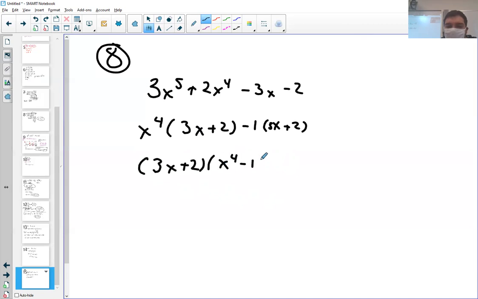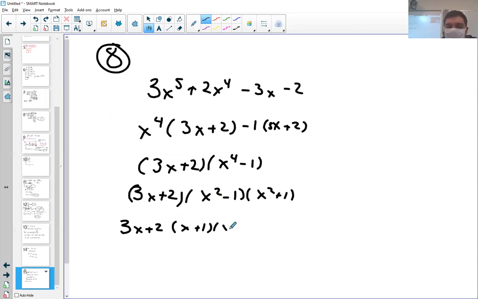I want to rewrite this as 3x plus 2, x squared minus 1 times x squared plus 1. Then you would do it again. The x squared minus 1 I can break down: x plus 1, x minus 1, and then x squared plus 1. So all your zeros would be negative 2/3, negative 1, positive 1, and this is going to cause an i situation, so this is going to be plus and minus i, because it's the square root of negative 1.